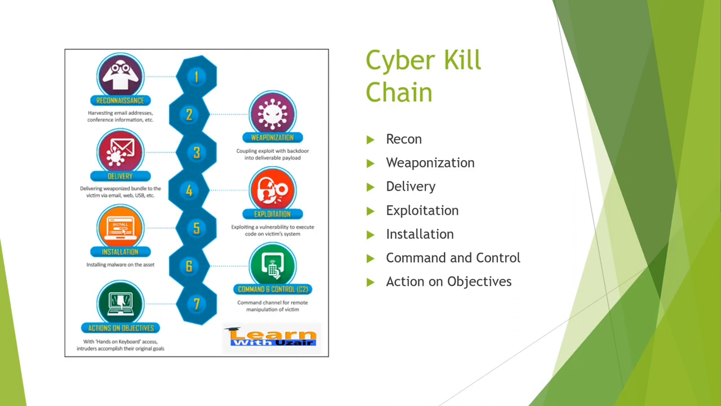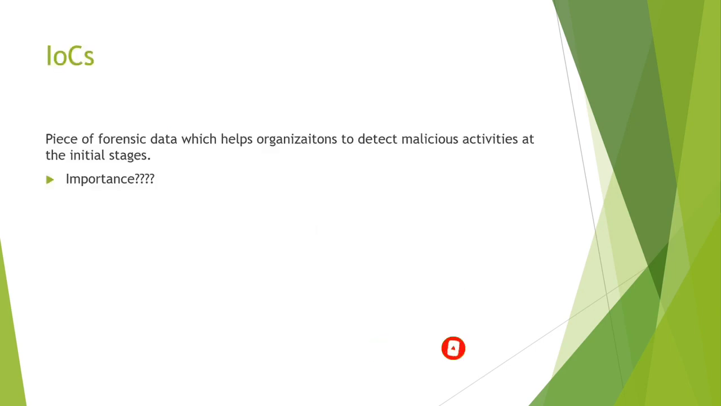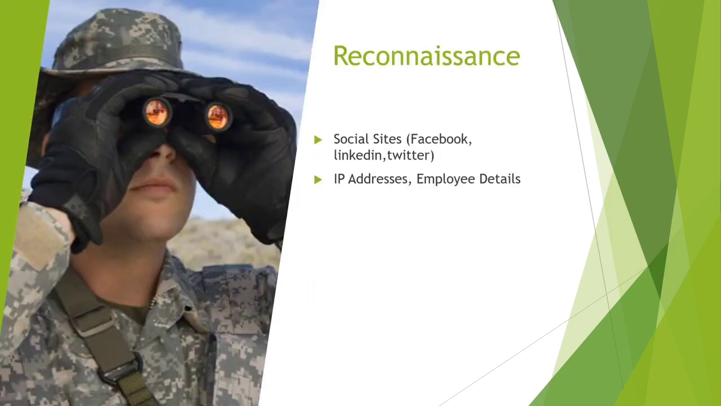So, let's understand the cyber kill chain. The 7 phases are recon, weaponization, delivery, exploitation, installation, command and control, and action on objective. Let's start from recon. This cyber kill chain framework is based on the military, so that's why I prefer to use these types of pictures in the slides.